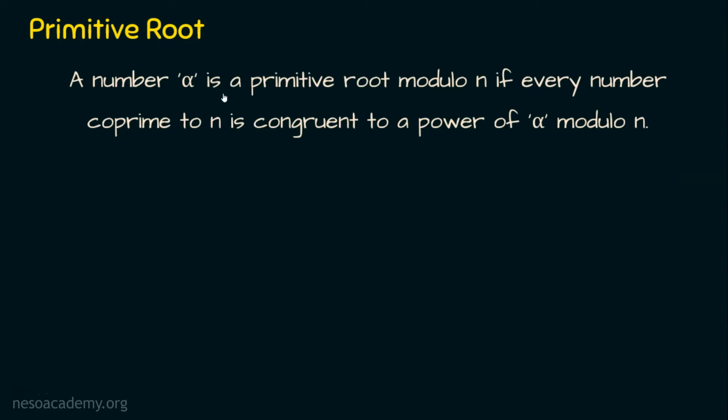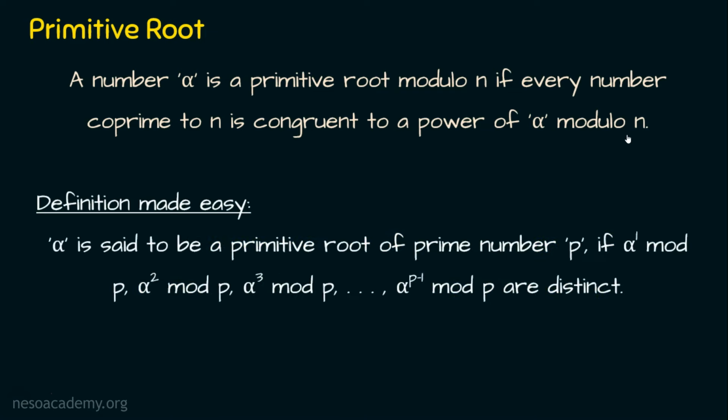Let's see the definition now. A number alpha is said to be a primitive root modulo n if every number coprime to n is congruent to a power of alpha mod n. I know the definition seems intricate, so let's see the easiest way of saying this. Alpha is said to be a primitive root of a prime number p if alpha power 1 mod p, alpha power 2 mod p, alpha power 3 mod p, up to alpha power p minus 1 mod p are distinct.